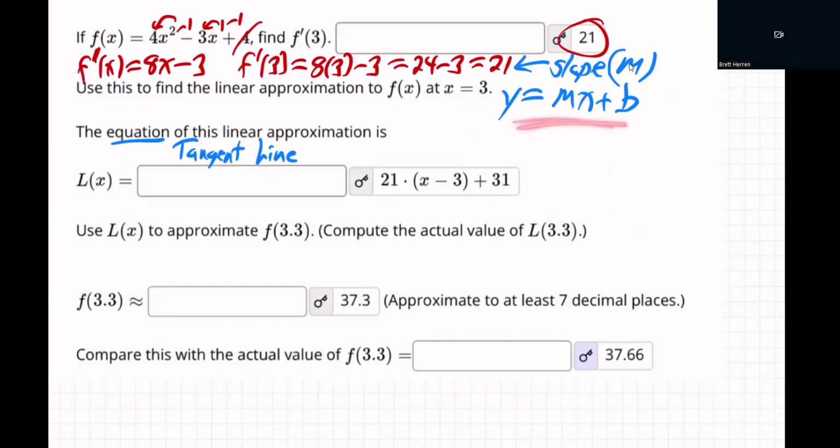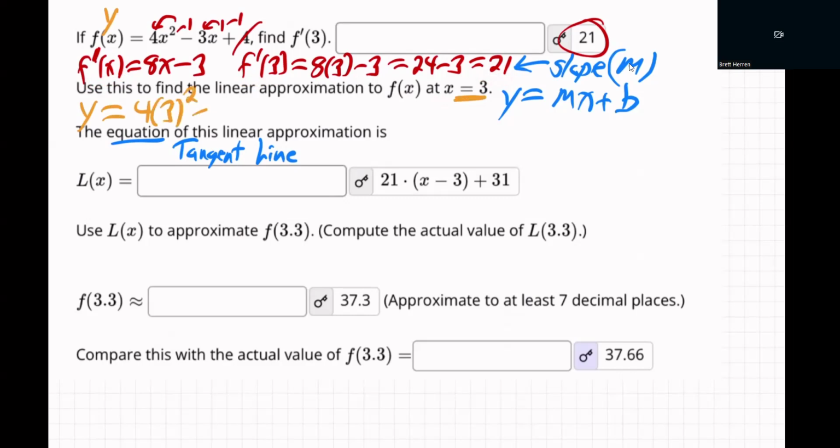It's just x to the first power. We already know the m. The m is 21. Why? Because that's the derivative. The derivative is the slope. So, okay, great. But what's x and y? Well, we got x right here. x is 3. How do we find y? Well, you just go back to the original function. Remember, f of x is y. So y equals, and then plug in that 3.